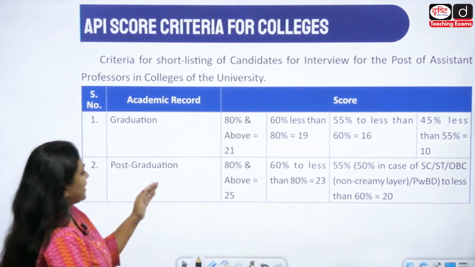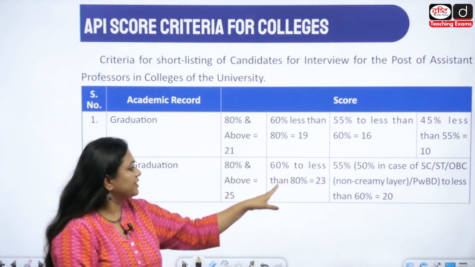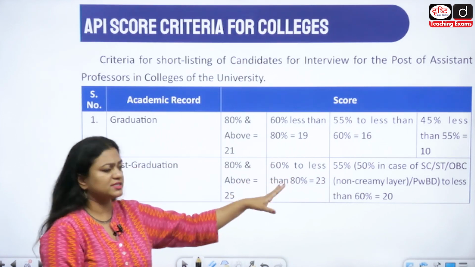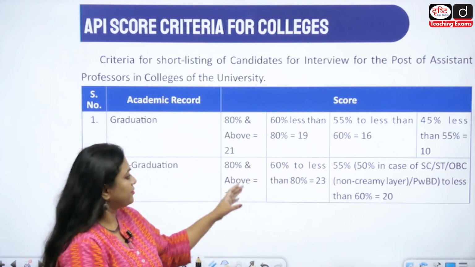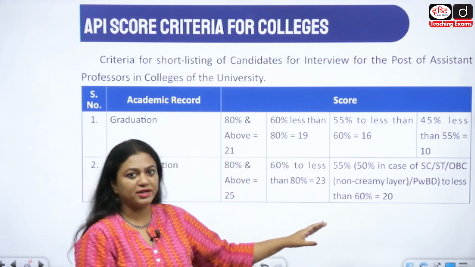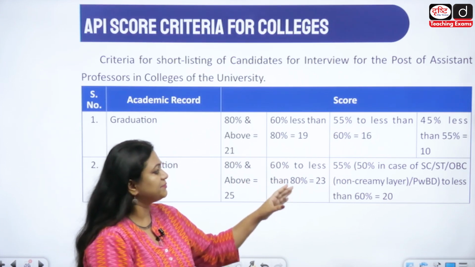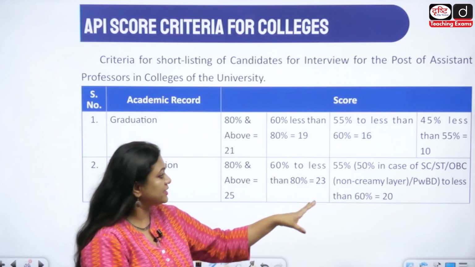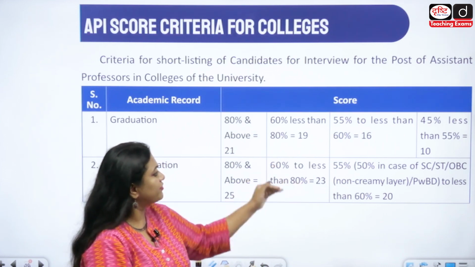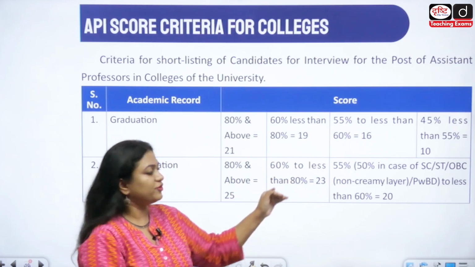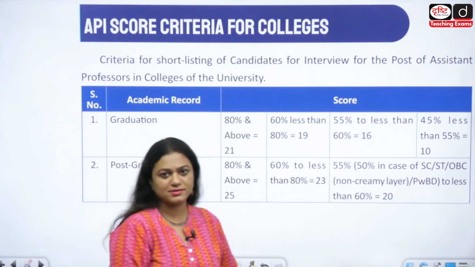Post-graduation, 80 and above, 25 marks. If your score is between 80 to 60%, 23 points. For general category, between 60 to 55%, 20 marks. For candidates belonging to SC, ST, OBC, PWD categories, if your score is between 50 to 60%, you will be getting a maximum of 20 marks.